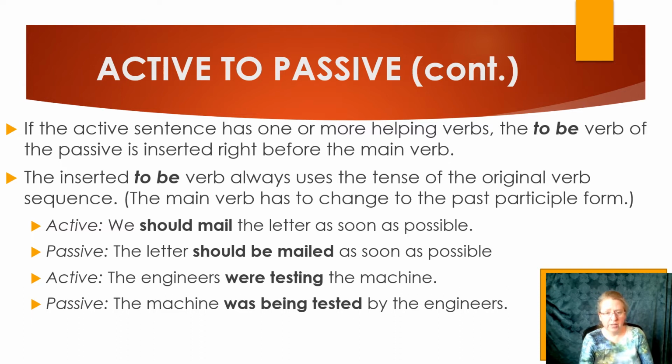Another example, the engineers were testing the machine. In the passive voice, that would be the machine was being tested by the engineers. So we've used the verb to be. We've changed our main verb test or testing to the past participle, which is tested.